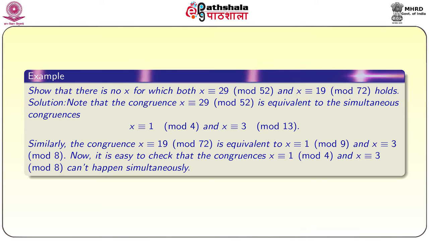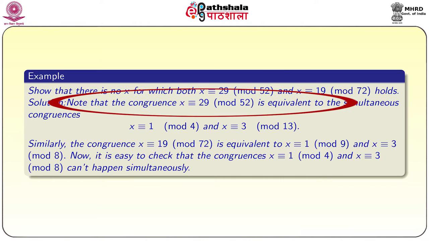So, we will illustrate with an example. So, that there is no x for which both x is congruent to 29 mod 52 and x is congruent to 19 mod 72 holds. This we had to show. So, in this case, the simultaneous congruence has no solution. It is because the GCD of 52 and 72 is not 1. So, this possibility may occur.